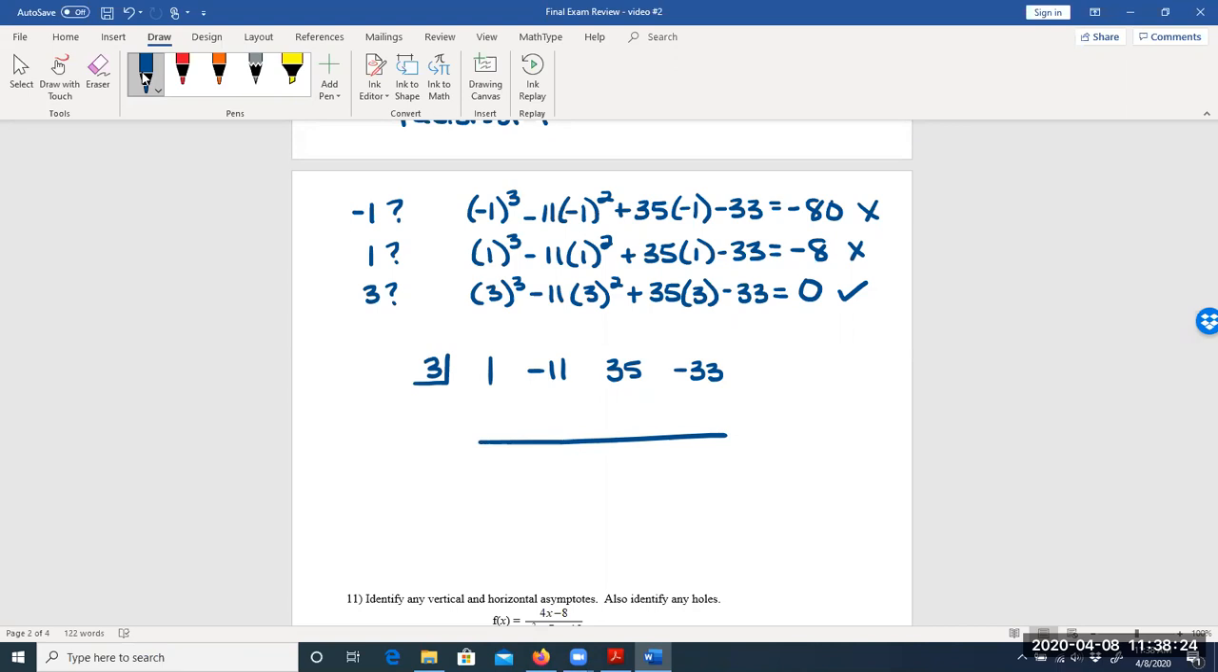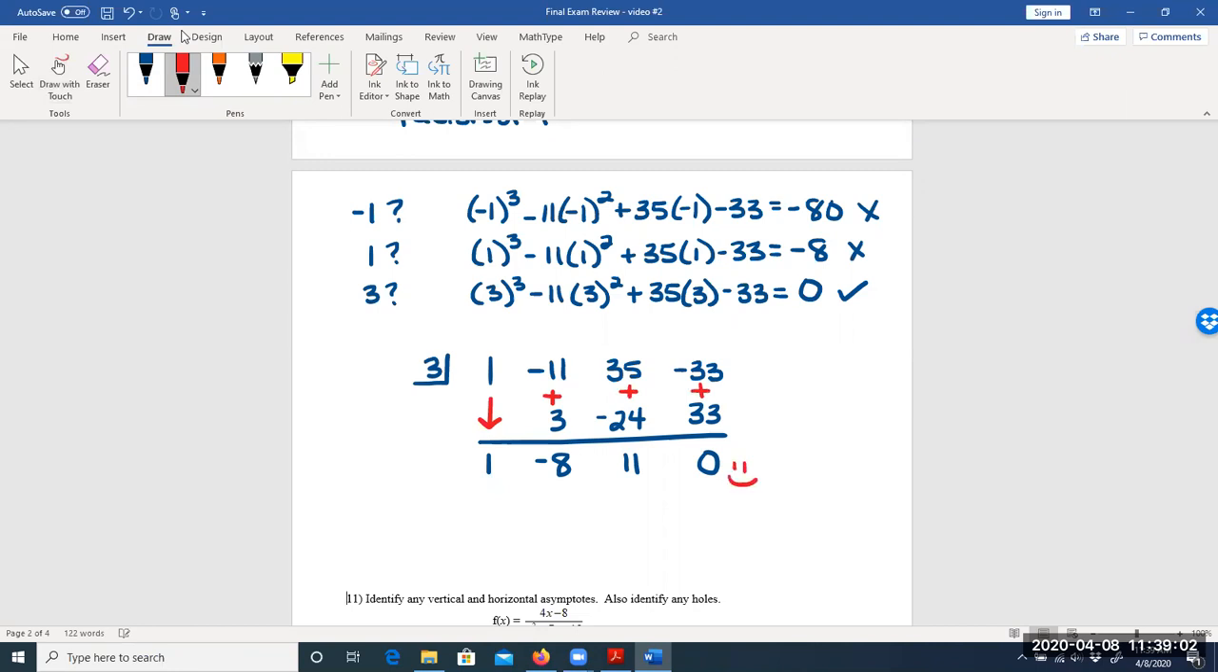Okay, so if you look back to the original equation, it was x cubed minus 11x squared plus 35x minus 33. So that's where I'm getting those numbers. I'm going to drop down the 1, and then it's just a series of multiplying and then adding down. I get a remainder of 0, which is awesome. I need a remainder of 0. Okay, so this is good.